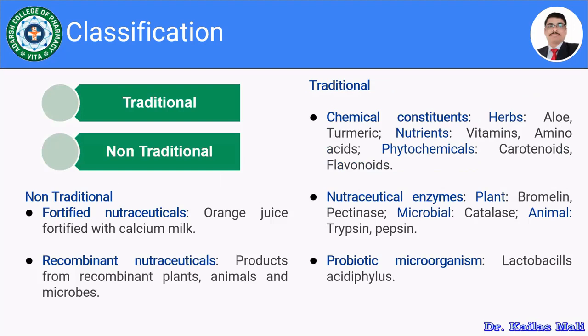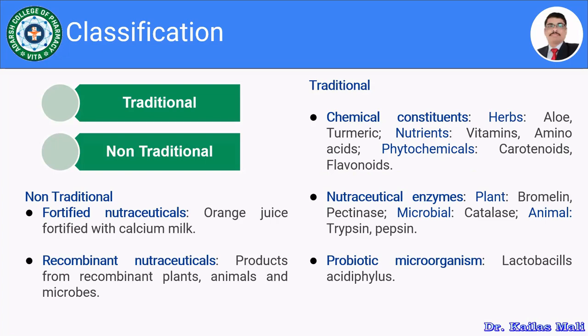Furthermore, the nutraceuticals are going to be classified as traditional and non-traditional nutraceuticals. So what are the non-traditional nutraceuticals? Either they are the fortified nutraceuticals or recombinant nutraceuticals. Fortified nutraceuticals, simply the example is orange juice fortified with the calcium milk, right?